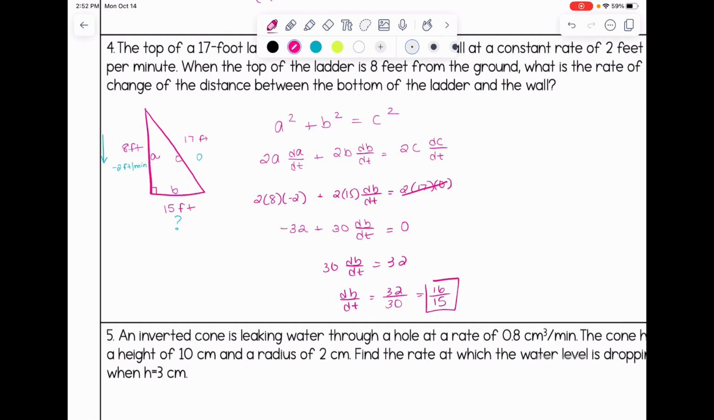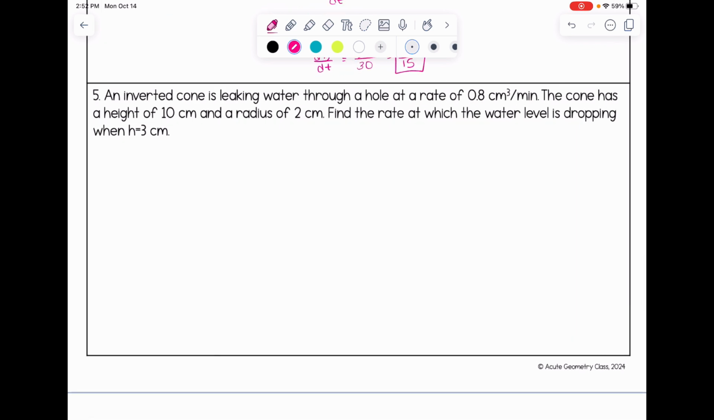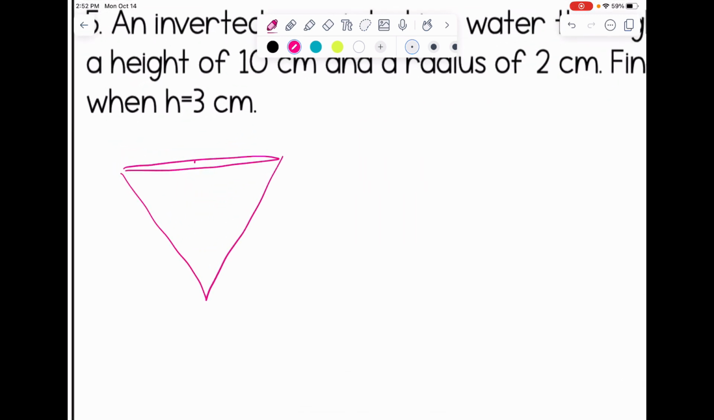All right, our last one is going to be the most difficult one. So it says we have an inverted cone and it's leaking water through a hole at a rate of 0.8 cubic centimeters per minute. So what that basically means is the cone is upside down. We can picture a hole in the bottom and the water is basically leaking out. The cone has a height of 10 centimeters, so I'm going to draw that in here, and a radius of 2. We can put centimeters as well.